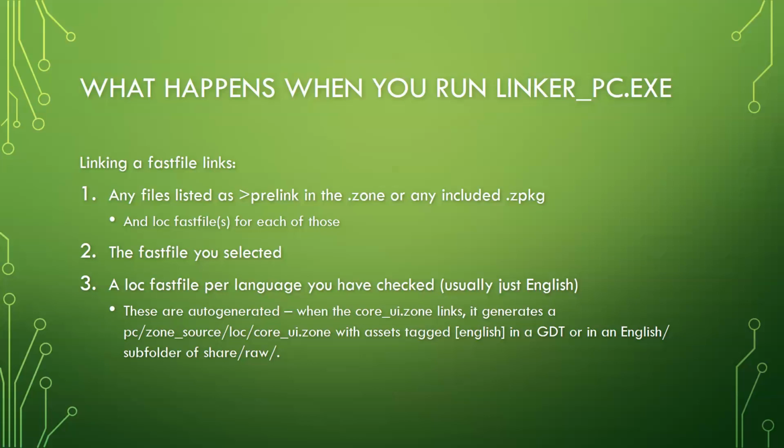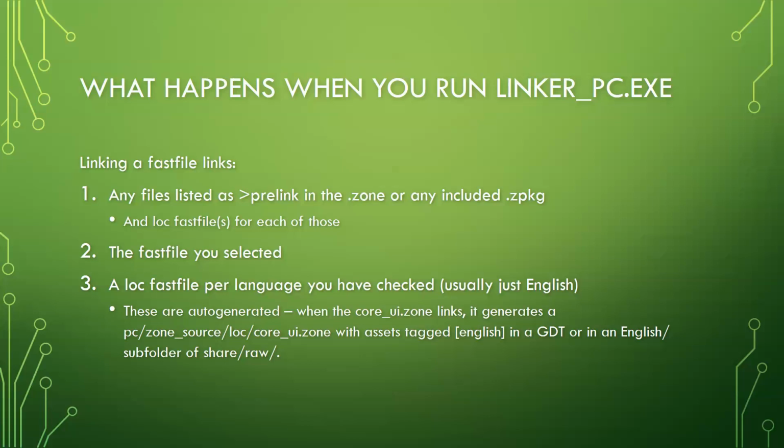Okay, so we've talked a little bit about how zones and Z packages define what's in a fast file, and they pull in dependent assets and all that. There's a little bit more that goes on when you run linkerpc.exe than just linking that one fast file. So the first thing it does is it spawns more linkers. So if you link core all, you'll notice it says linking this, linking this, linking this. Every time it says the word linking, that's a new linker process.